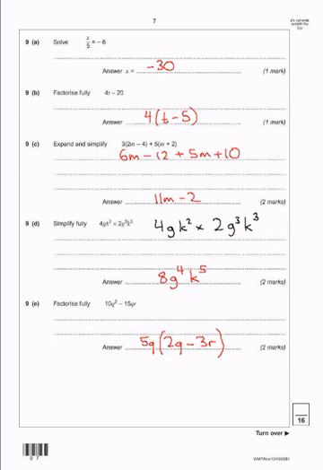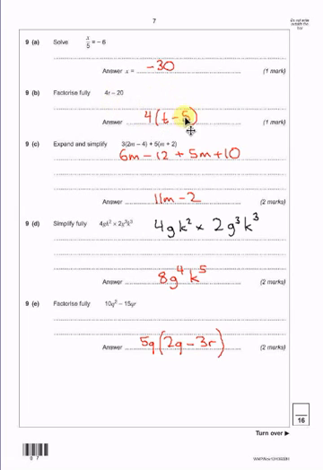Question 9. Some nice easy algebra questions, including some indices and obviously some factorising ones. So x divided by 5 equals minus 6 times by 5, because it's the opposite of divided by 5, so my answer is x equals minus 30. For this question here, 4t minus 20, to factorise it, I take a 4 out, and that leaves me with t minus 5 inside. I can double check it works, because 4 times t is 4t, 4 times minus 5 is minus 20.